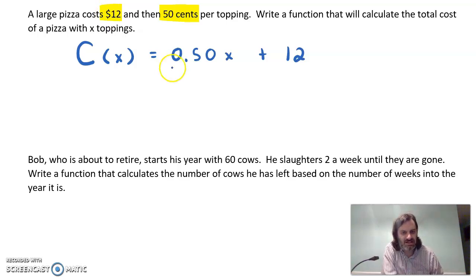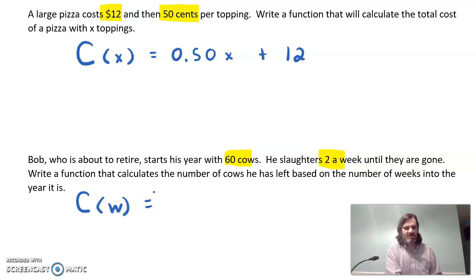Okay. Next we have Bob, who is about to retire, starts his year with 60 cows. He slaughters 2 a week until they are gone. Write a function that calculates the number of cows he has left based on the number of weeks into the year it is. Okay, so let's see. Let's use C again, but in this case we'll use it for cows. And maybe we'll call it C of W, so cows based on the number of weeks. Okay, so it's nice when they have some type of meaning to them.